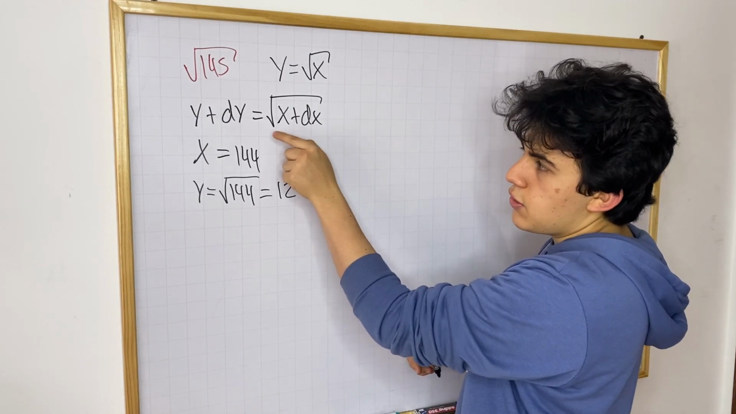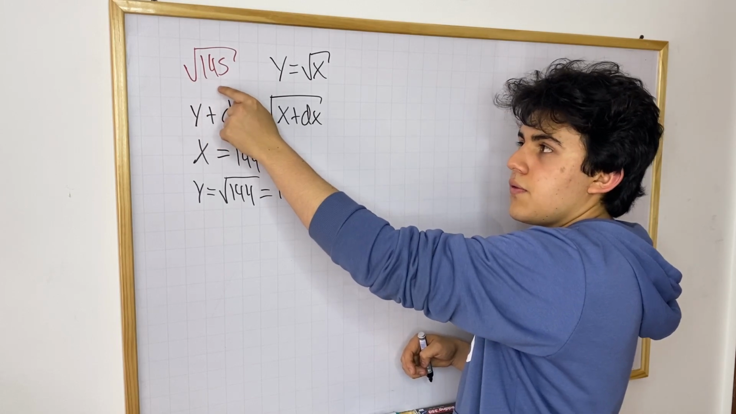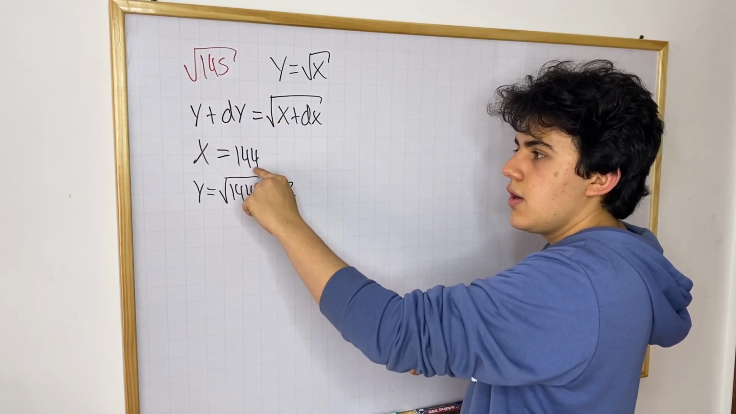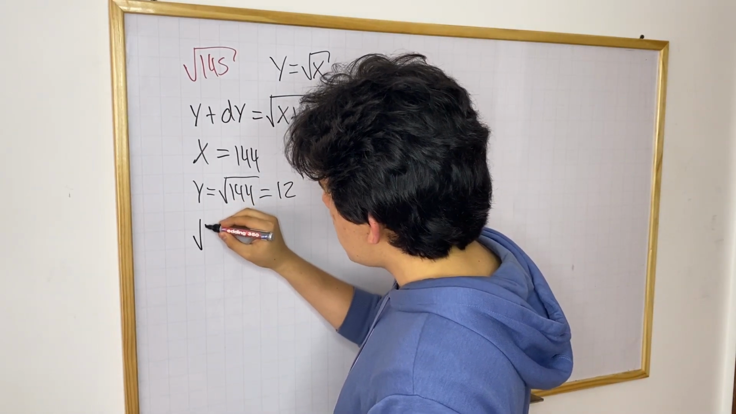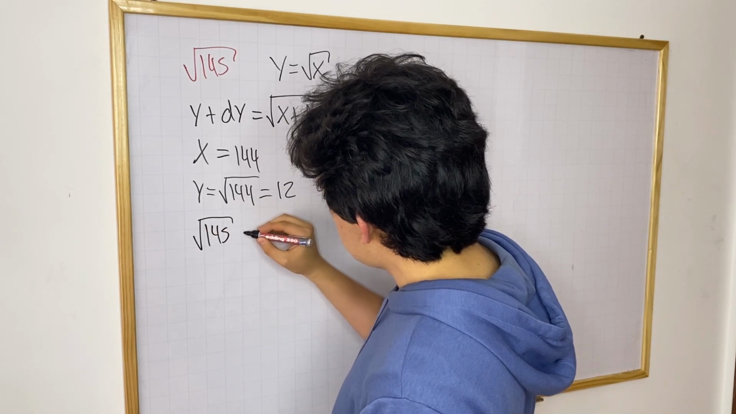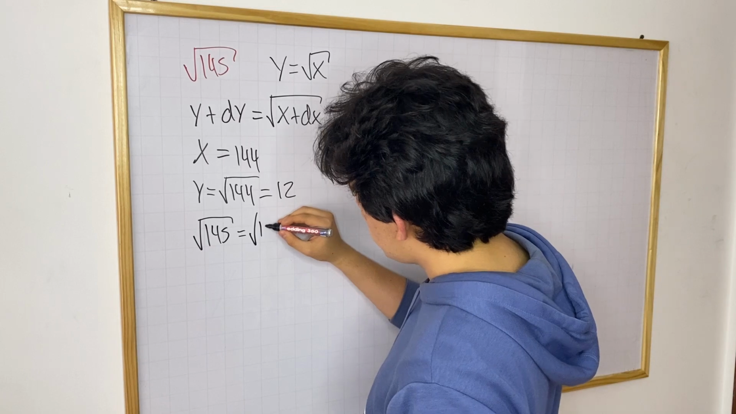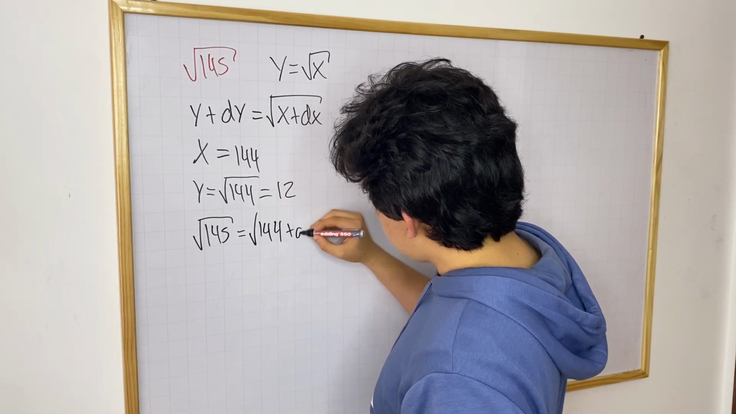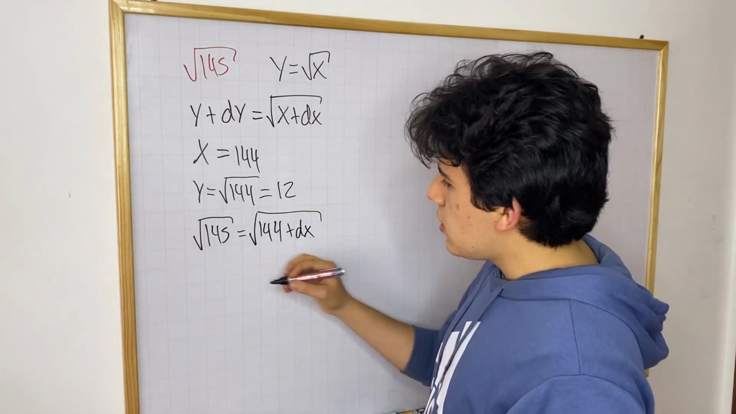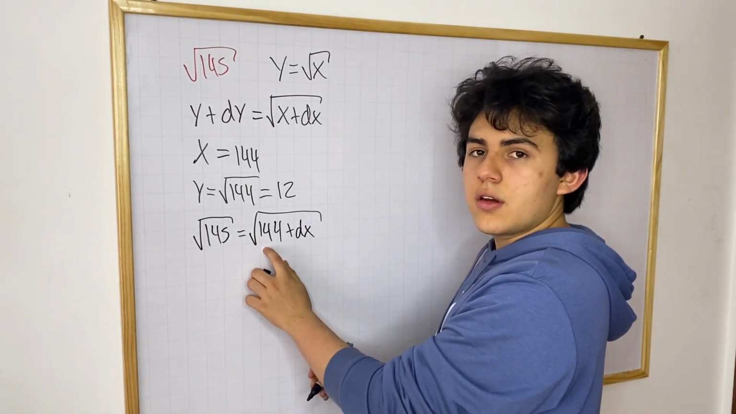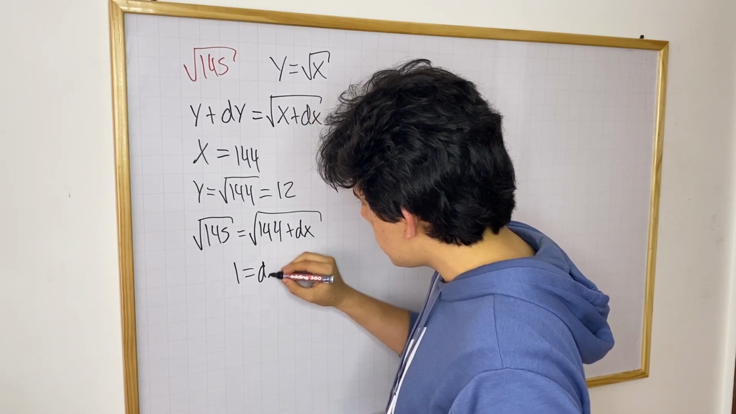Remember, the square root of x plus dx will represent the square root of 145, and we already know how much 144 is, so you can create the following equation. You can say that the square root of 145 will be the same as the square root of x plus dx, where x is 144, plus the differential of x. Now you can square both sides, and you simply get that 145 minus 144 is equal to dx, which means that 1 is equal to dx.